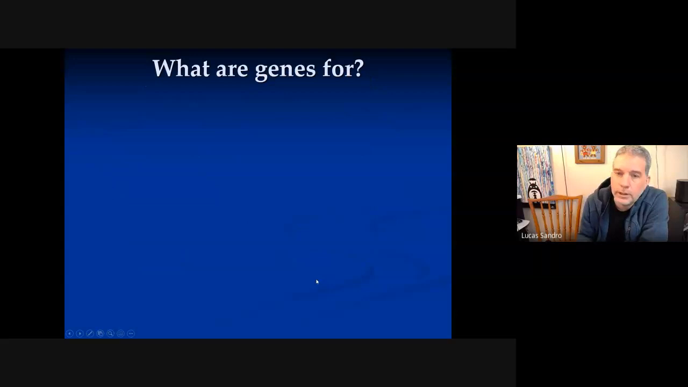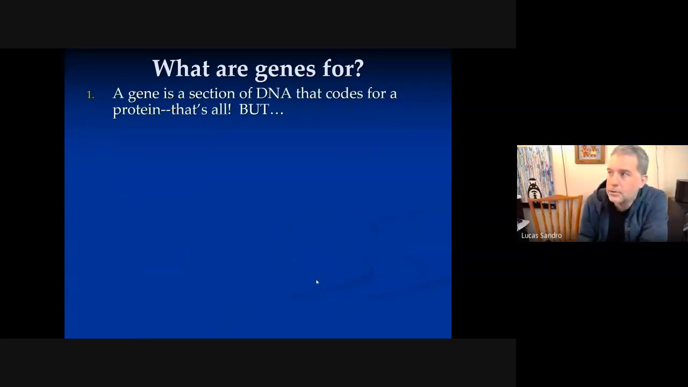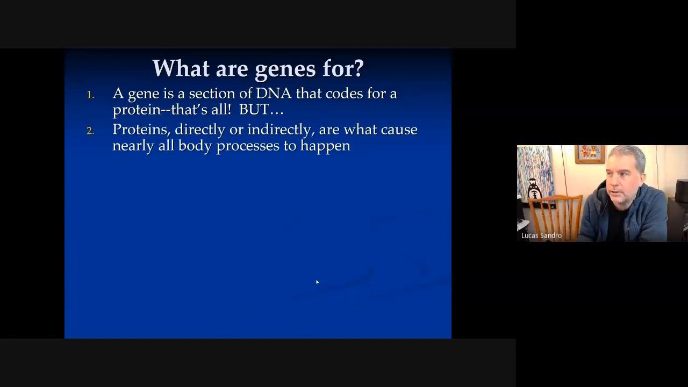Before we do, we need a brief side trip into what genes are actually for. As I mentioned, they are codes for proteins, and that sometimes doesn't sound like enough. So we need to talk real quick about what proteins actually do for you, because it's a lot. You can really truthfully say that directly or indirectly, they're kind of what makes you tick. They're kind of what makes everything in your body happen.